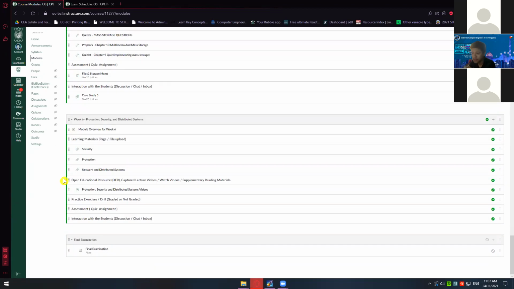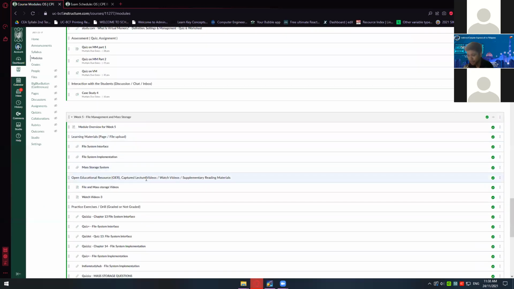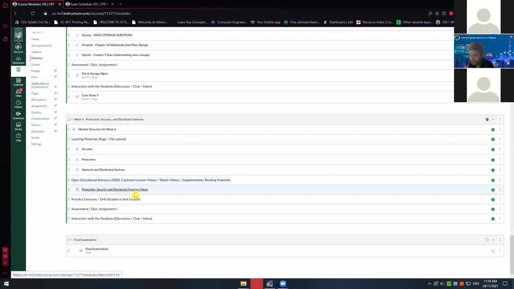And then for the last one, week 6, wherein there is no activity, there are 3 additional modules. We have security, protection, which are actually quite the same, and then the network and distributed systems. So we have 8 modules for the finals. For week 6, it's more on the concepts, unlike week 4 and week 5, which have a competition part. There will be 75 points only for your final exam, and this will be available on Saturday.